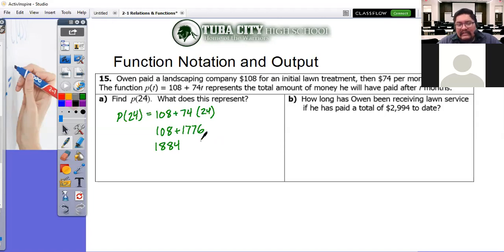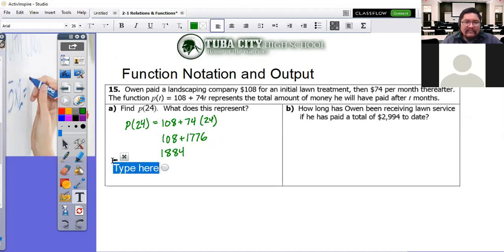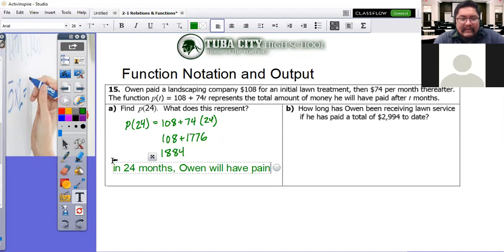1,884. Now remember, it says what does it represent? So what does something like this represent? So again, we're talking about 24 months. So in 24 months, our guy Owen, well, let's capitalize his name, will have paid, let's type that amount, $1,884 in lawn care. Okay, we probably didn't have to put that last part there, but I like to be a little bit descriptive.